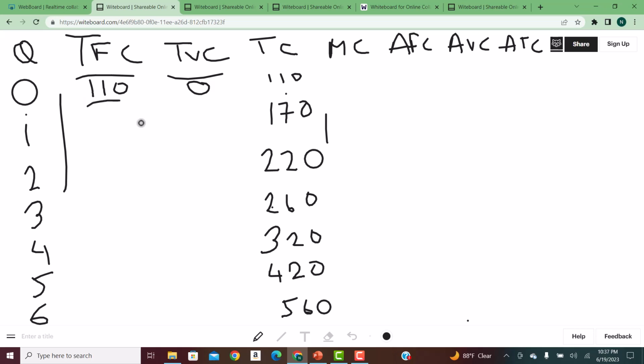We already determined fixed cost is 110. It will not change with the level of output.